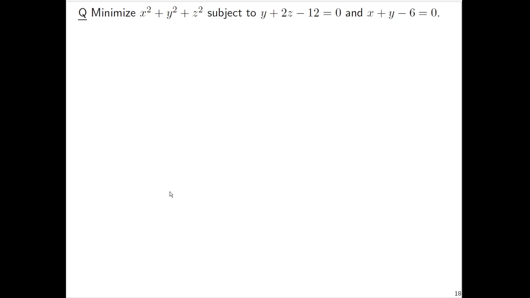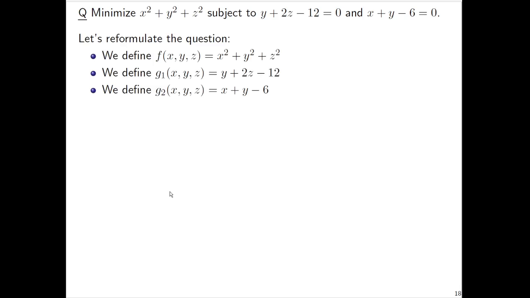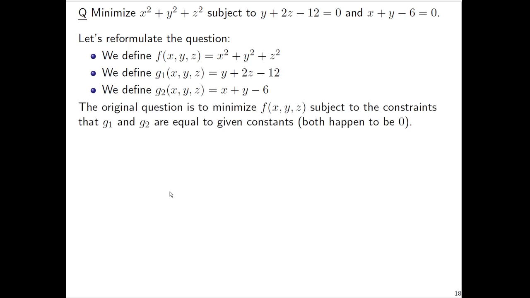This is quite a process. We're going to minimize x squared plus y squared plus z squared subject to y plus 2z minus 12 equals 0 and x plus y minus 6 equals 0. So we have two constraints. There are two equations after subject to. Just to reformulate, f is x squared plus y squared plus z squared, g1 is y plus 2z minus 12, and g2 is x plus y minus 6. So the original question can be repackaged as minimizing f, subject to the constraints that g1 and g2 are both equal to some constant. In this case, they both happen to be 0.